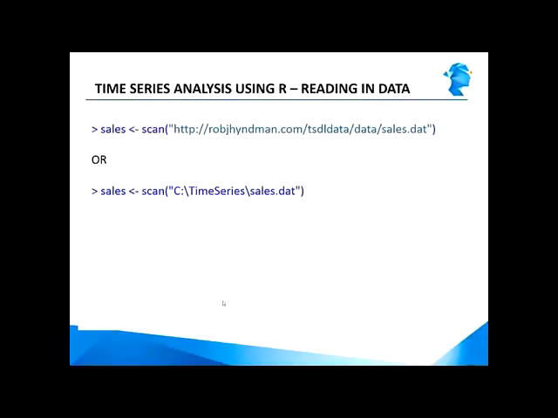So the first step, you've got your data, you know it's time series data. You scan it in. You use the R function scan to read the data in. As you can see in the slide, scan can either read the data from a URL or it can read the data from a text file, or any file as a matter of fact, saved in your computer. So you read the data and store it into an R vector called sales. We are using the eBay sales data as an example over here.